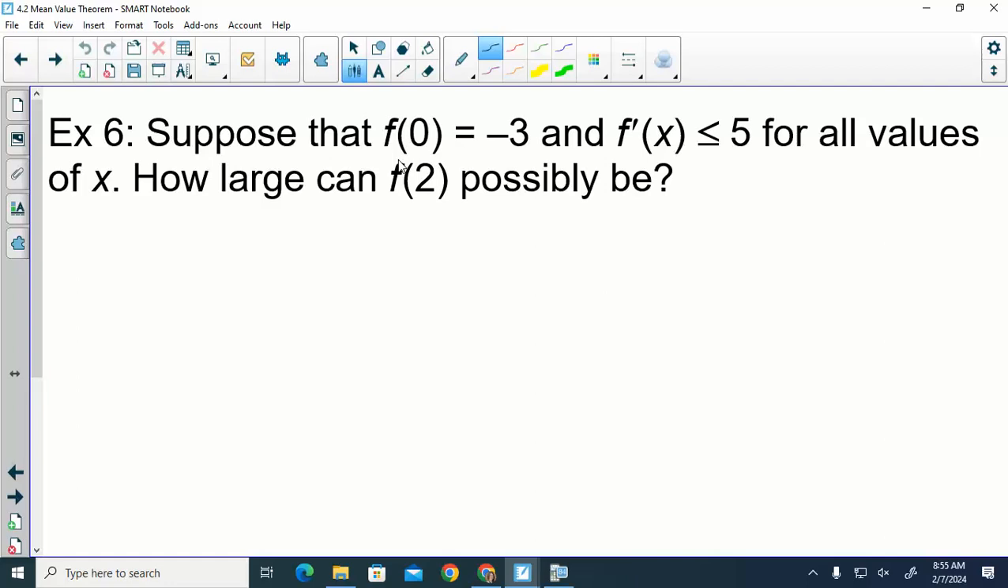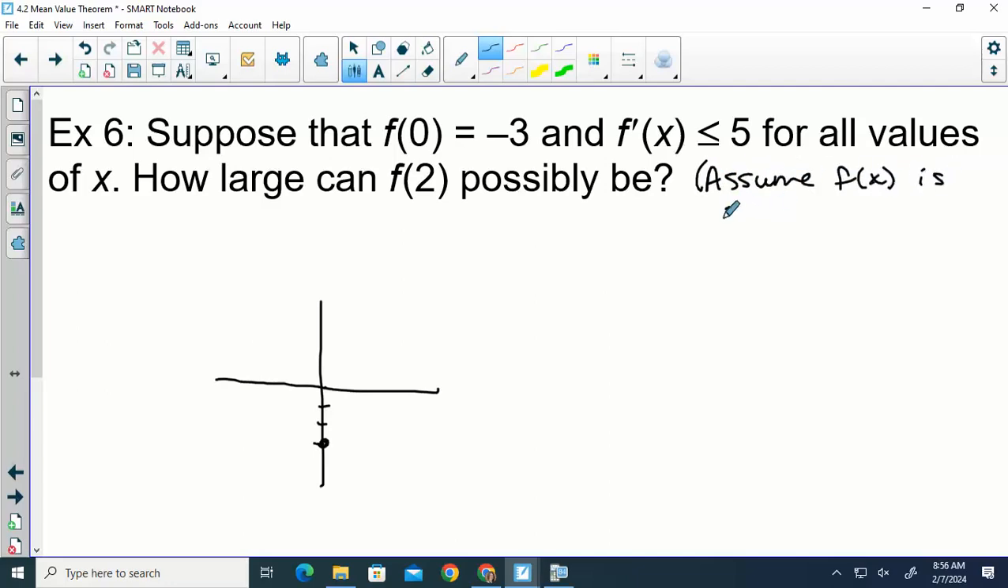So the question is, suppose that f of 0 equals negative 3. That is not a straight line at all. Okay. If I were to plot a point, f of 0 is negative 3. The derivative is less than or equal to 5 for all values of x. How large can f of 2 possibly be? And I'm going to add in: assume f of x is a polynomial.